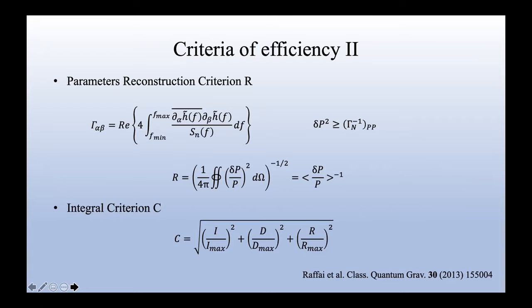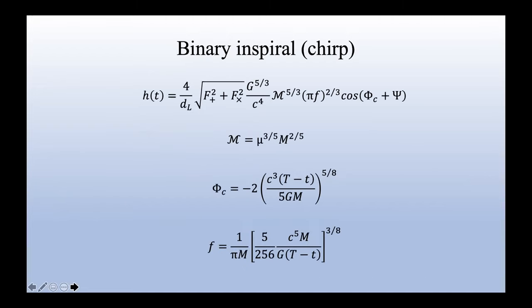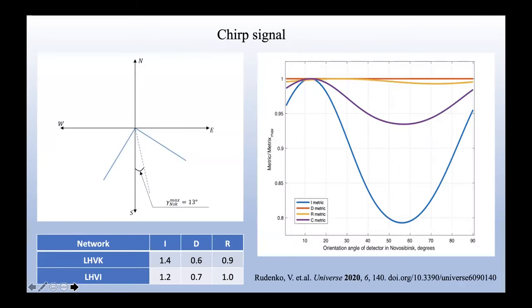The efficiency of the network is defined by the integral criterion C, which is a kind of metric in this parametric space. The bigger the magnitude of C for a given configuration, the better the efficiency. As the first source, we chose the chirp signal of a binary inspiral. Here, the parameter reconstruction criterion was calculated for the chirp mass. We considered a uniform distribution of sources over the celestial sphere. Here we see the results.